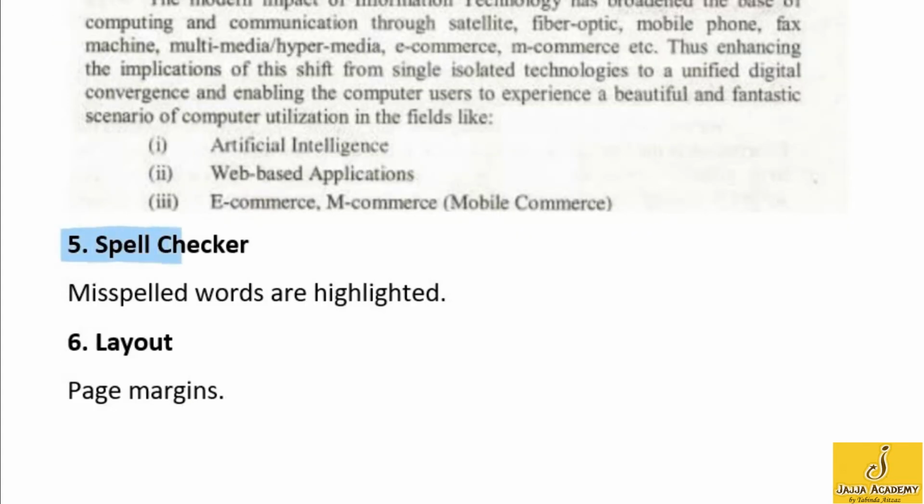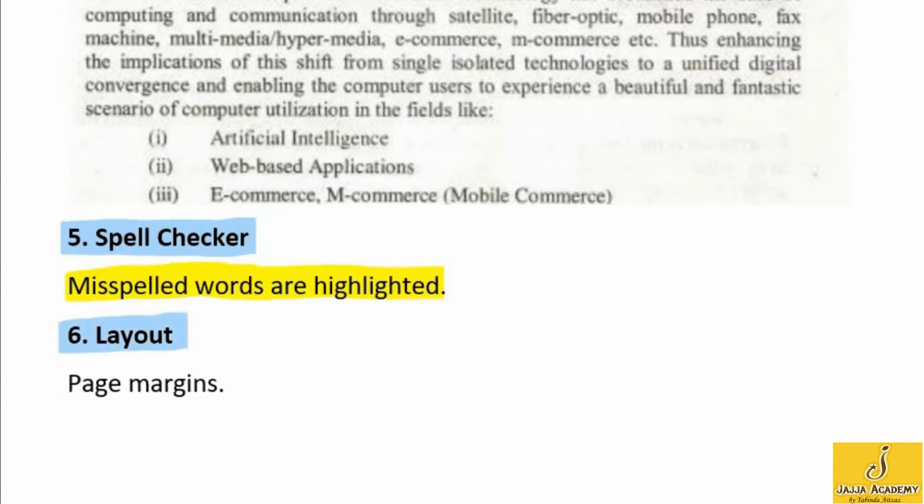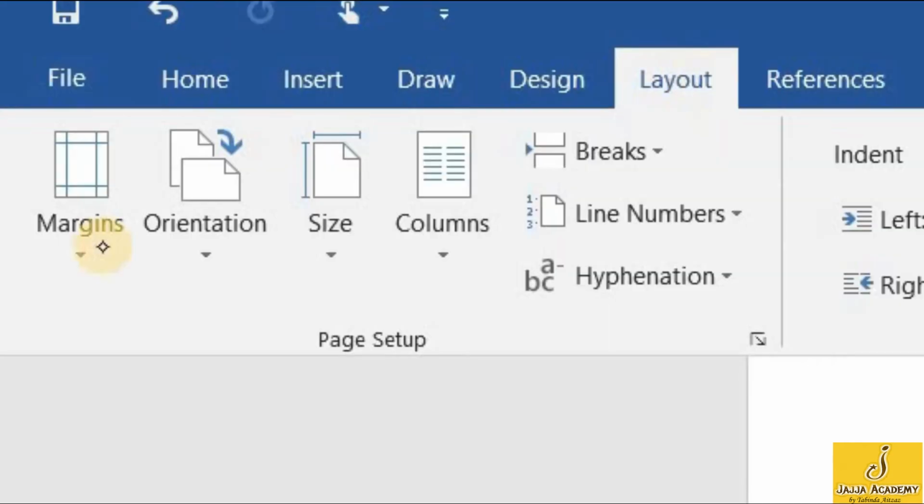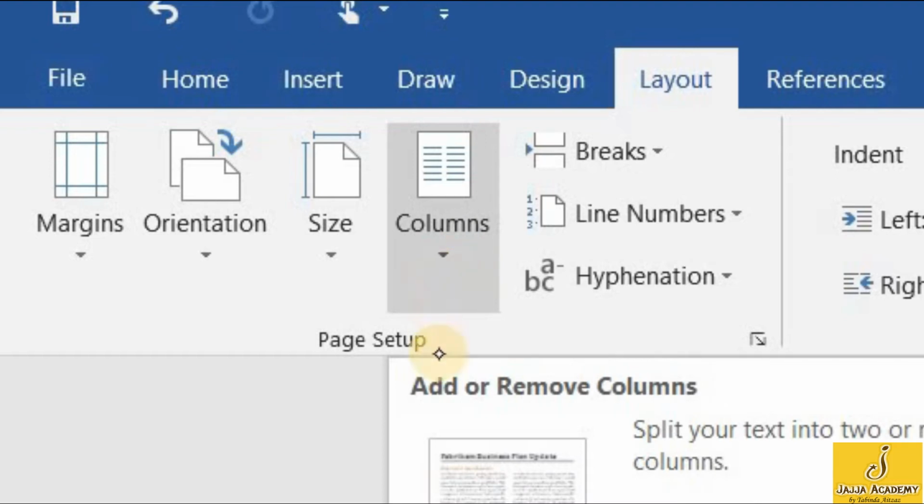The next feature is spell checker. This feature automatically checks the spellings that we write on a page, and if we write a wrong spelling, it underlines the misspelled words. The wrong words are highlighted. Next feature is layout. In Microsoft Word, we have a tab named layout, and we can set page margins from here. We can set page orientation, the size of the page, and the number of columns that we want to show on our page.